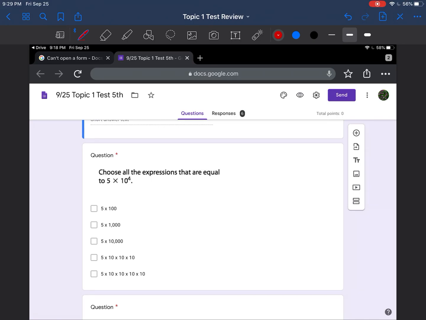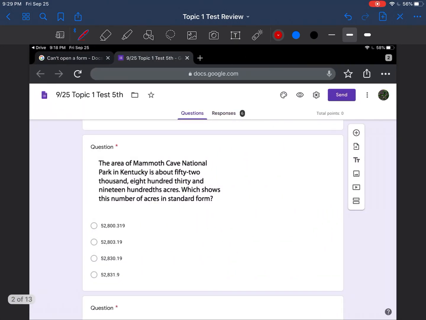So the first question said, choose all the expressions that are equal to 5 times 10 to the power of 4. So 10 to the power of 4, remember, means multiply 10 by itself as many times as this exponent right here says. So I'm multiplying 10 by itself 4 times. The only place I see 10 times 10 times 10 times 10 is this option down here, and it's 5 times that because the 5's here. So this is the last option. And then 10 times 10 times 10 times 10 is equal to 10,000, which has 4 zeros. So it's the third and the fifth option.